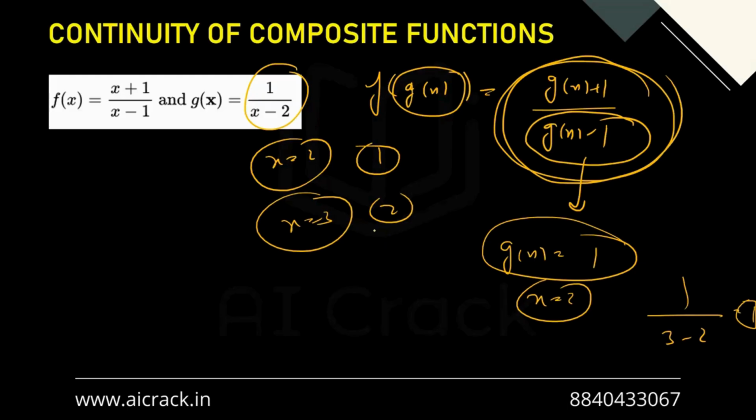If you want to summarize what we did: we first checked the continuity of g(x), because the definition of f of g(x) is dependent on g(x). And then when we wrote f of g(x), we checked the continuity of f of g(x) individually. So we have got 2 points over here, x equals 2 and x equals 3. This is how you have to check the continuity of composite functions.